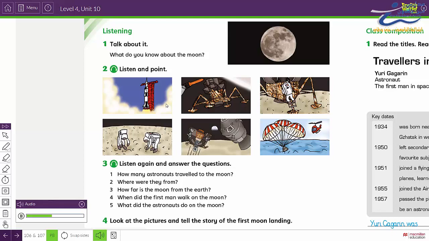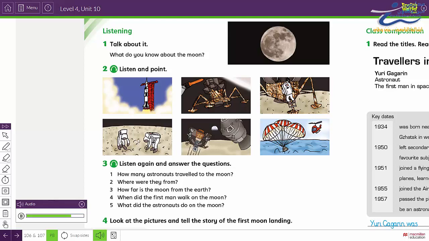When they arrived at the moon, the rocket went into orbit around it. 2 men went down onto the moon, and 1 man stayed in the rocket. The first man to stand on the moon was Neil Armstrong. The date was the 21st of July, 1969. The 2 astronauts stayed on the moon for about 2 hours. They picked up rocks to take back to Earth.